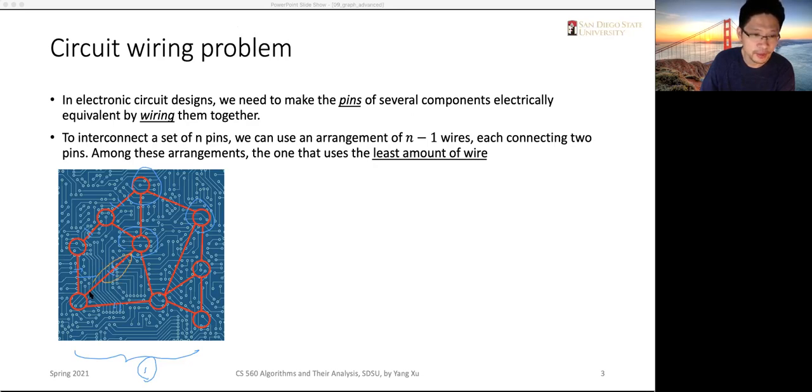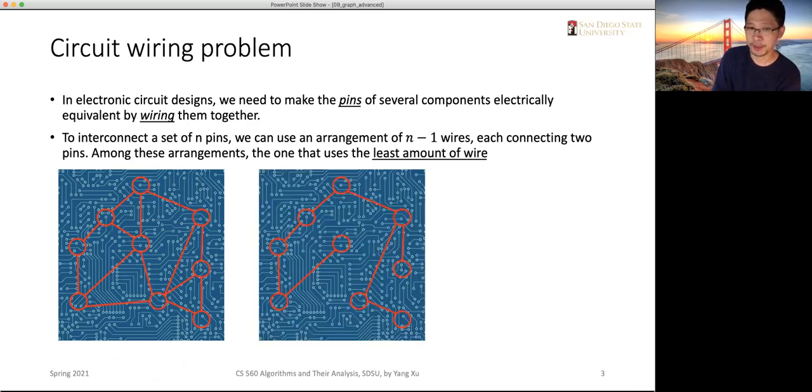So we have already connected the central pin here to the surrounding pins. Actually, those four wires are not all necessary, right? As long as we have one wire connected, the other three are not necessary, okay? So that means we can use less wire to achieve the same goal, like the one in the middle. The middle solution here is a better one, right? Because it saves a significant amount of wires.